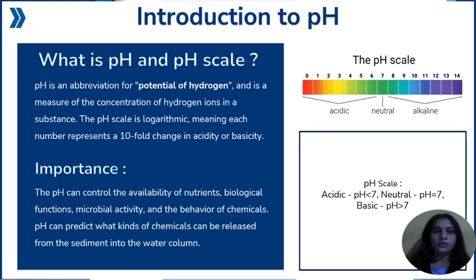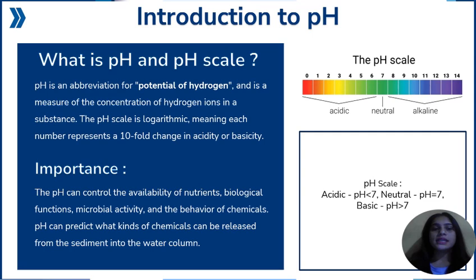Introduction to pH. What is pH and the pH scale? pH is the abbreviation of potential of hydrogen and is a measure of the concentration of hydrogen ions in a substance. The pH scale is logarithmic, meaning each number represents a 10-fold change in acidity and basicity.